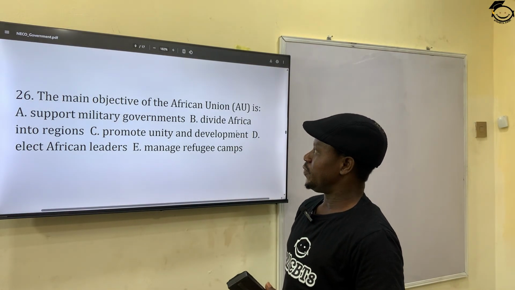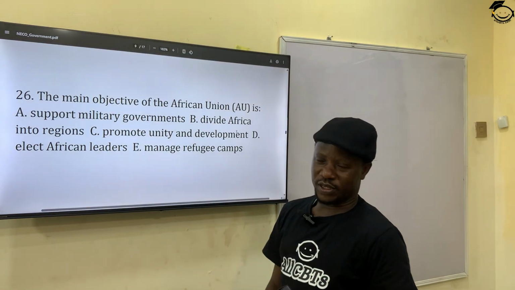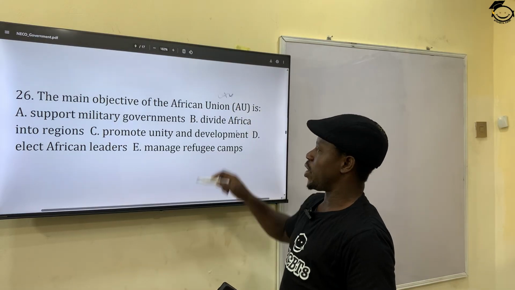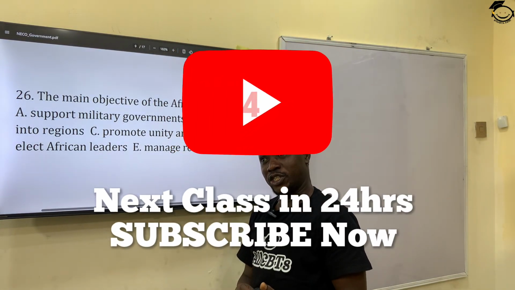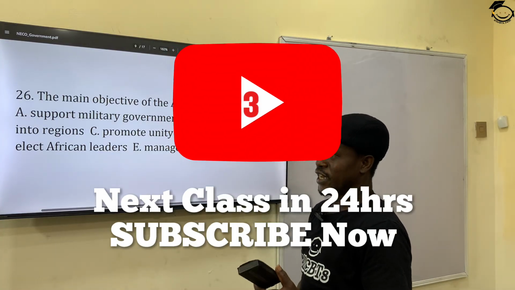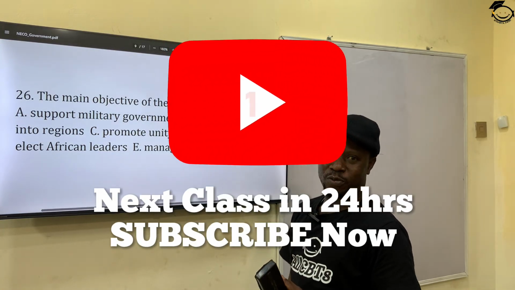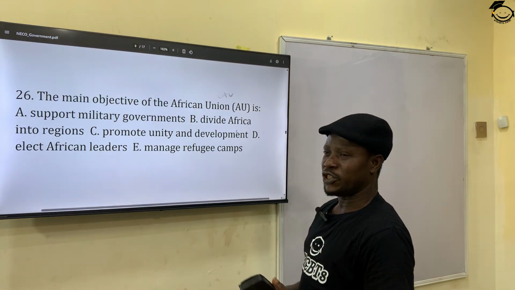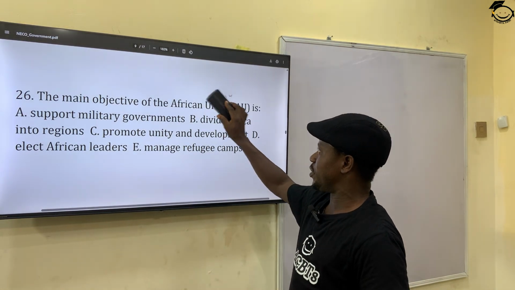The main objective of the African Union, AU. I hope you know that AU replaced OAU. Before now, we had OAU, until we entered the new millennium, 2000, that African leaders agreed to transform OAU to AU, African Union. So the main objective of the African Union is to do what? What is the purpose? What is the main objective?